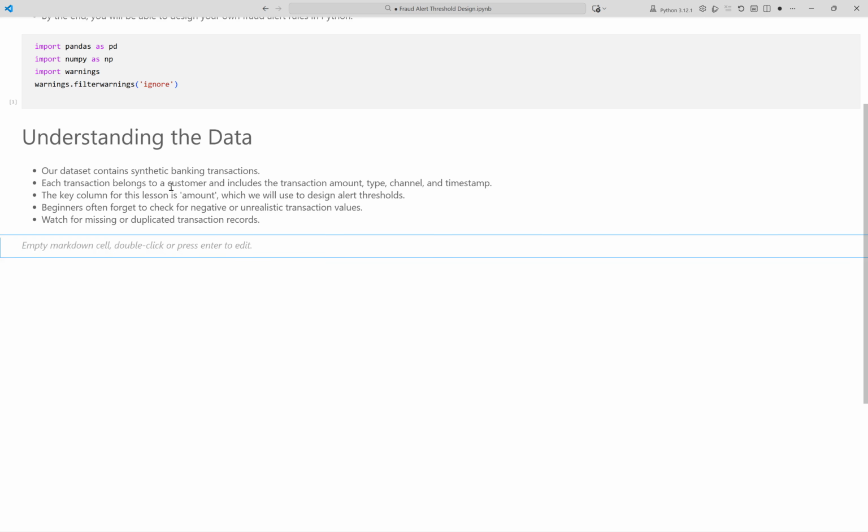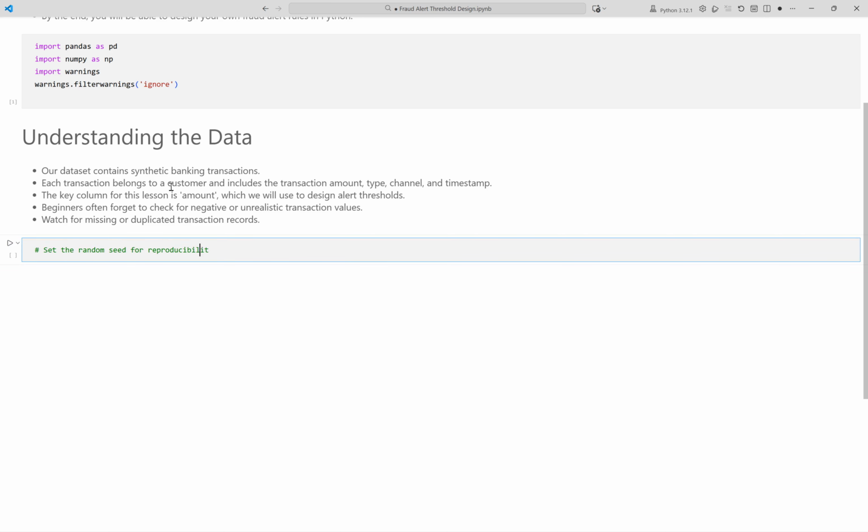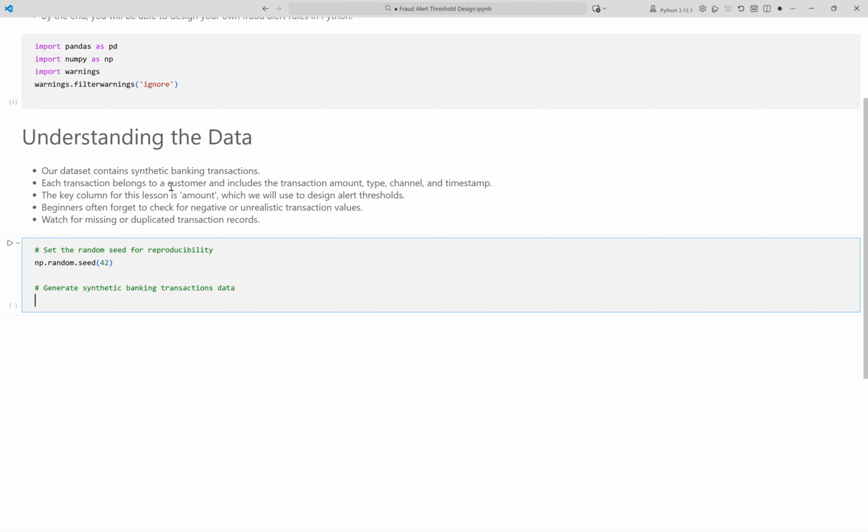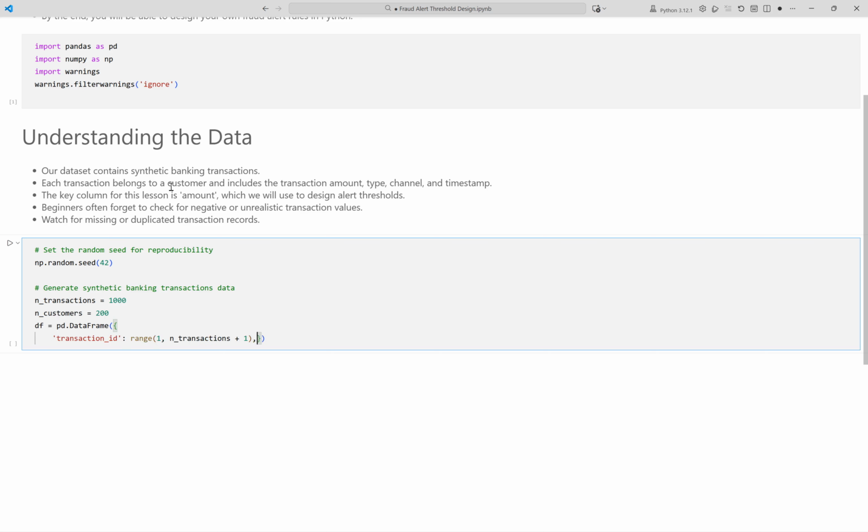We set the random seed to 42 so our results match every time. We set the random seed for reproducibility. We specify the number of synthetic banking transactions. We select the number of synthetic customers. We generate the transaction records as a pandas data frame. Each transaction gets a unique transaction identifier. Every transaction links to a customer.